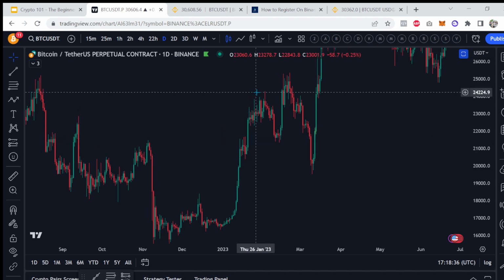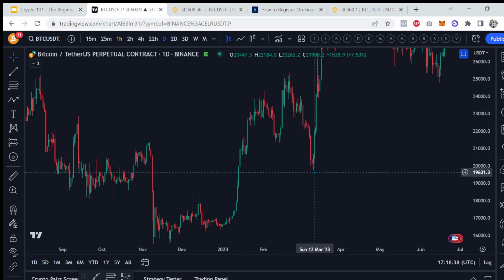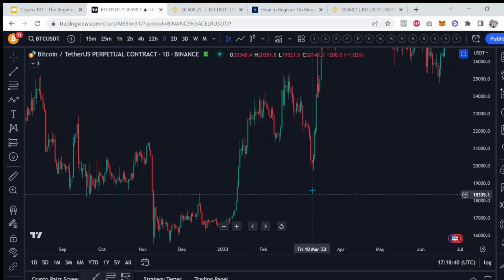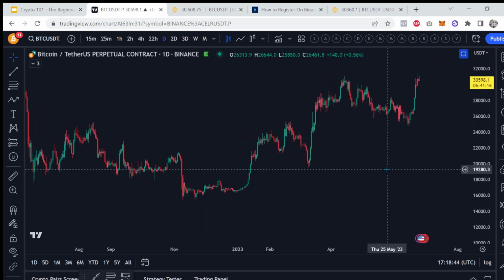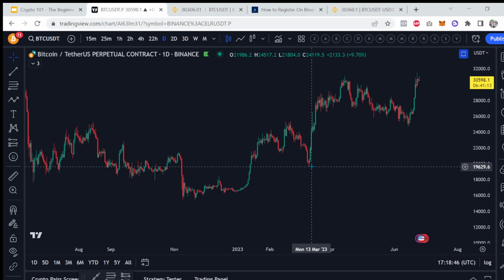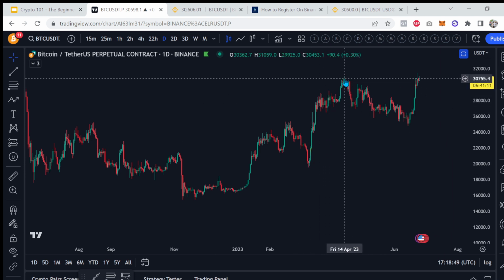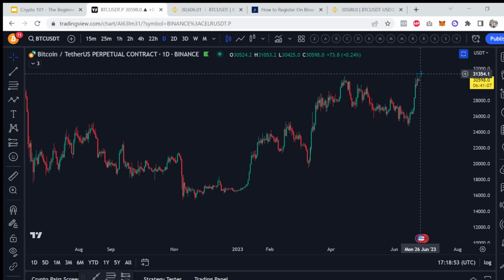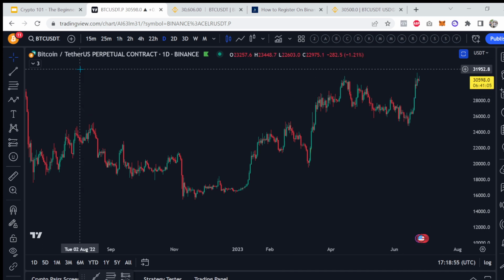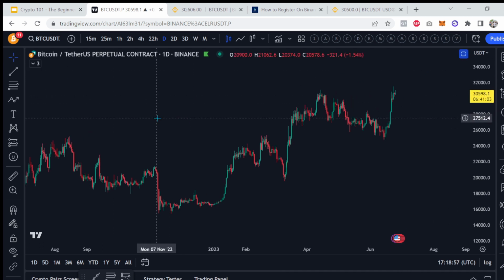Now when the price decided to come all the way down, it did not come all the way down to the last low. It made what we call a higher low, meaning that the uptrend still continues. Then it moved up again to the upside, and then it made another higher low before making another higher high. So this means that the uptrend is still valid and the uptrend still continues.